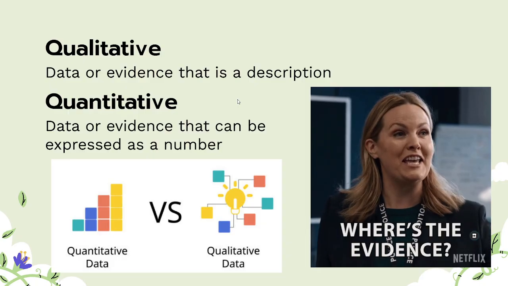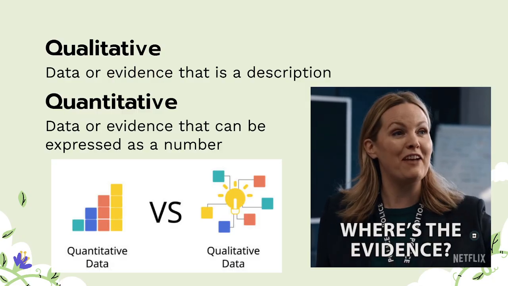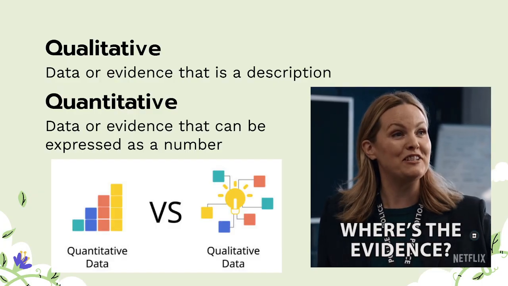Here are words that I might have used already in class: qualitative and quantitative. Qualitative is data or evidence that's generally observation or description based. It's something that's really hard to quantify or put a number to. Quantitative is evidence that can be expressed as a number.